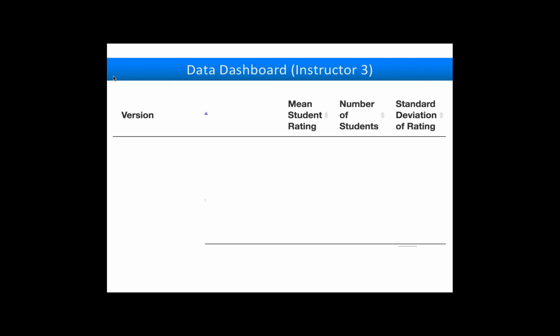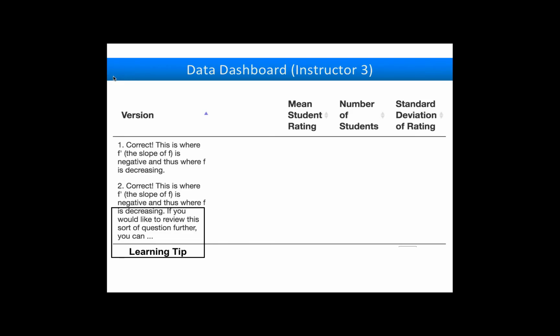The instructor then gets a dashboard, so they see this data come up in real time. So they can contrast these two messages, one with the learning tip and one without, and they can see students' mean rating, as well as how many students rated it and what the standard deviation was.